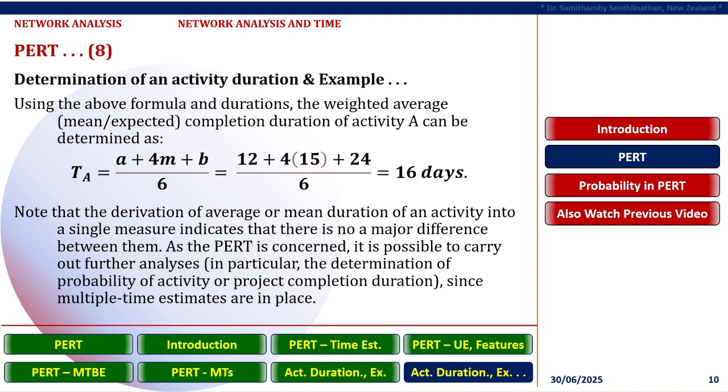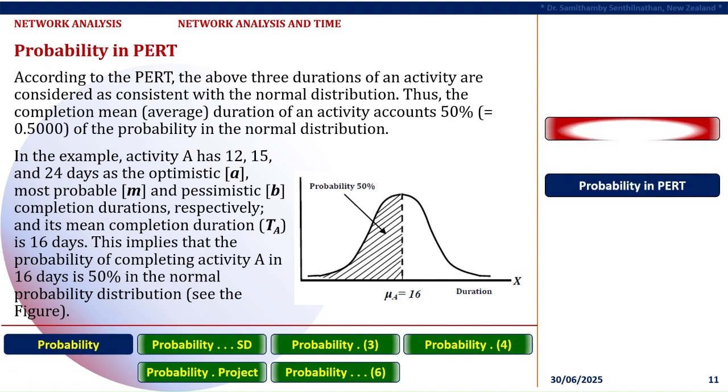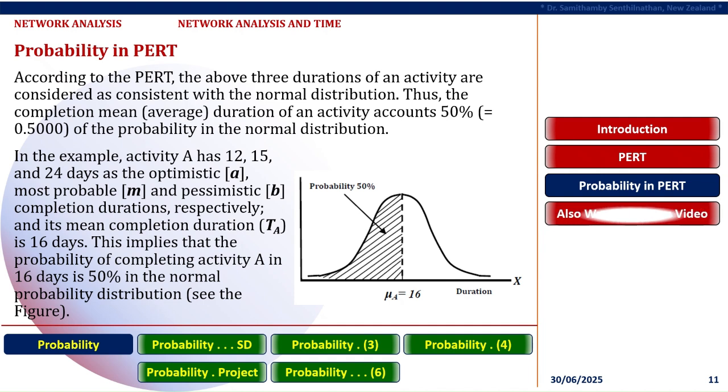As far as PERT is concerned, it is possible to carry out further analyses, in particular, the determination of probability of activity or project completion duration, since multiple time estimates are in place. Probability in PERT. According to PERT, the above 3 durations of an activity are considered consistent with the normal distribution. Thus, the completion mean duration of an activity accounts for 50% probability in the normal distribution.